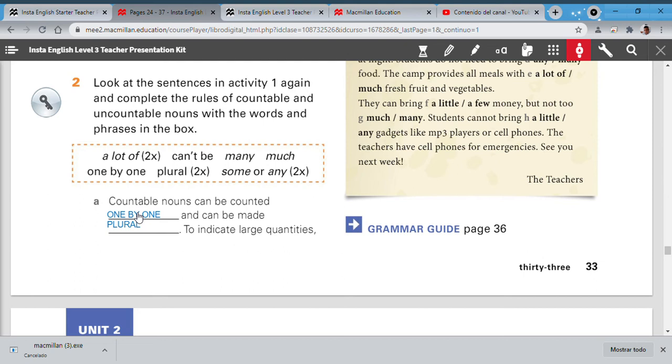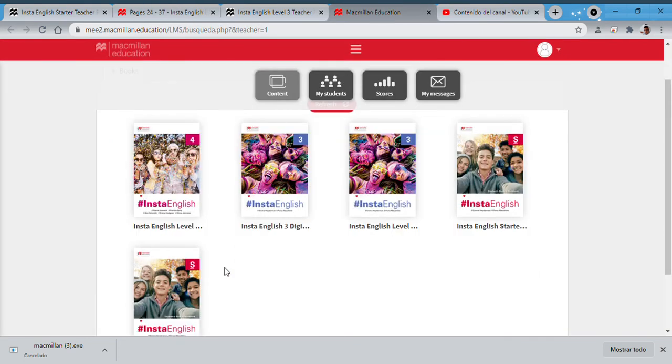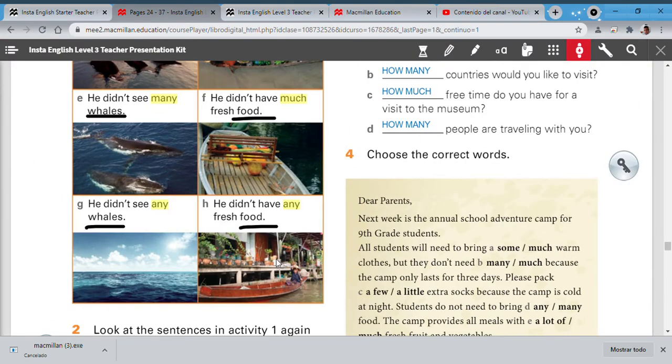Okay, one important thing is that countable nouns can be plurals to indicate a large quantity. For example, here I have how many books? How many? Countable. 1, 2, 3, 4, 5. Teacher, you have 5 books, of course. I have to have 6, but no, I have 5. So teacher, you have some books? Okay. You have a lot of books? Well, okay. You have a few books. Excellent. Let's continue.